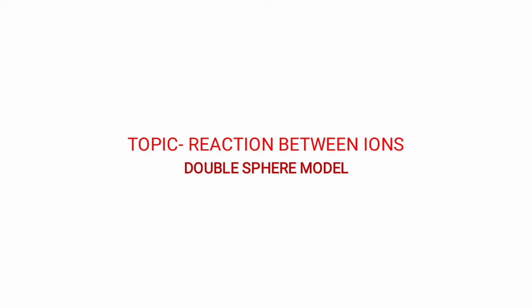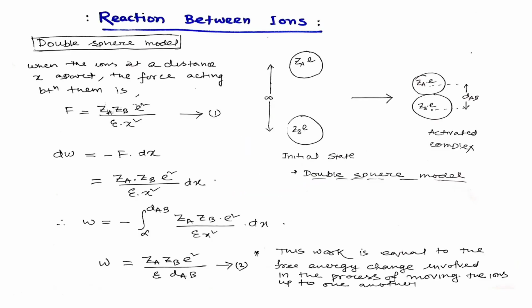The next topic is reaction between ions. When a reaction occurs in the liquid phase, how does the reaction take place between two ions? There are a number of models given by theoretical kineticists, those who deal with the theory. Among them some are difficult and some are easy, so we'll take the easiest model. One is the double sphere model.